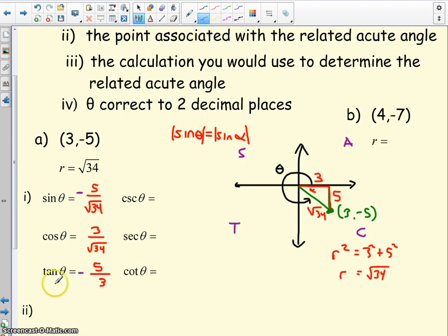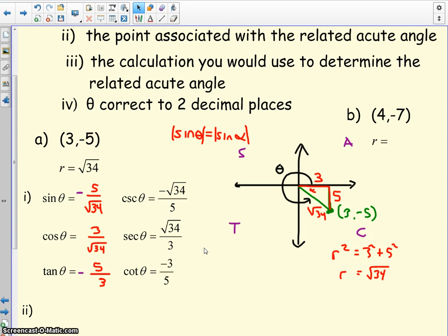So these will be my primary trigonometric ratios for theta. Now if I want to find the reciprocal ratios, I just take the reciprocal of the ones I already have. So for cosecant, it will be negative root 34 over 5. For secant, it will be root 34 over 3, and for cotangent, it will be negative 3 over 5.